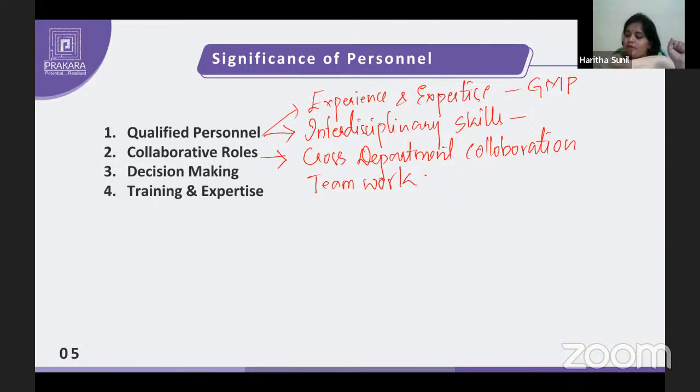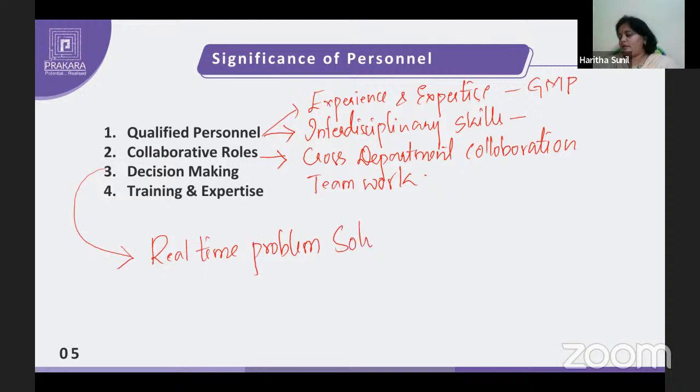Okay. So then coming to decision making, this is one more important characteristic that should be there in the personnel. So here under decision making, again, we have two types, that is real-time problem solving and troubleshooting. So real-time problem solving, you can consider this as one of the most critical roles a person will play during the scale-up, in identifying the issues and also making the real-time adjustments to that.